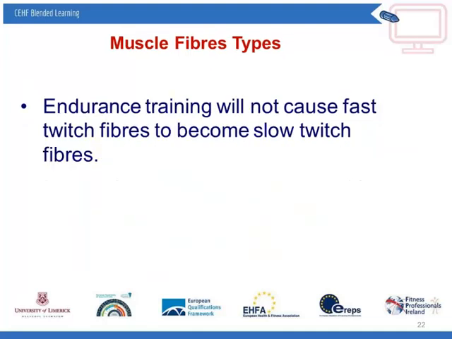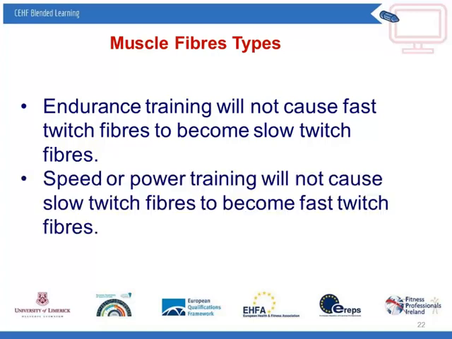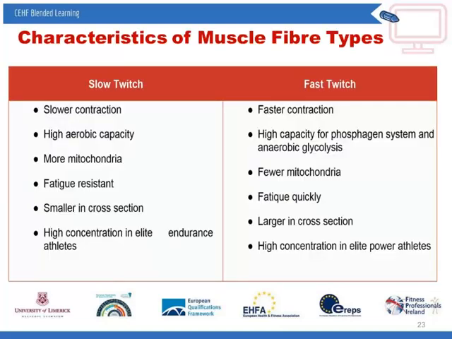However, if you have true fast twitch fibres, endurance training will not cause them to become slow twitch. And vice versa, if you happen to have slow twitch muscle fibres, speed or power training will not make them become fast twitch fibres. The characteristics of the two fibre types are outlined here.